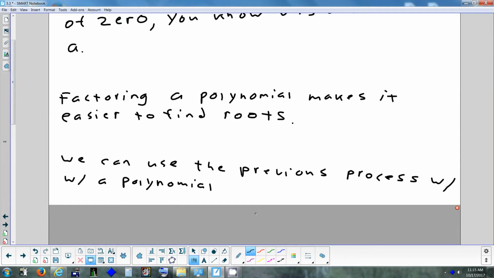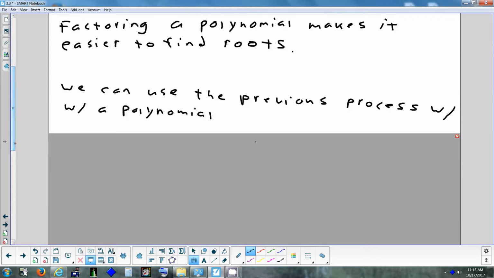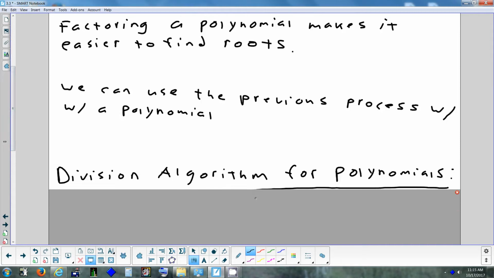So now we're going to look at the exact same thing we just did, except now we're going to try it with a polynomial. And we'll go through all the steps. If you don't remember the steps for long division, what I'll do is show you a step, and then I'll do the step in a problem.